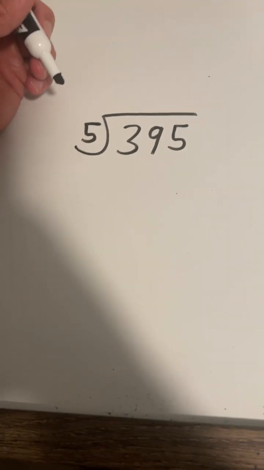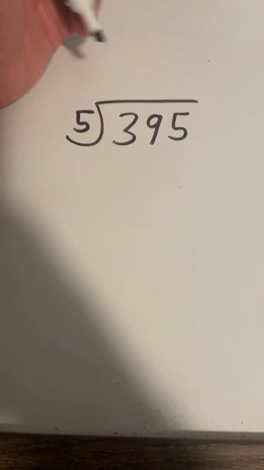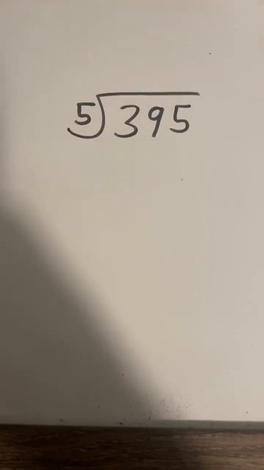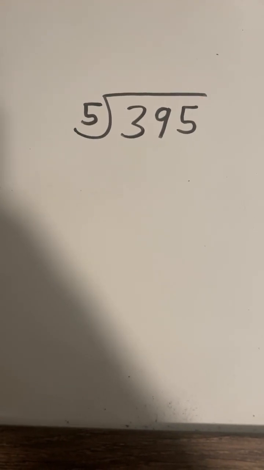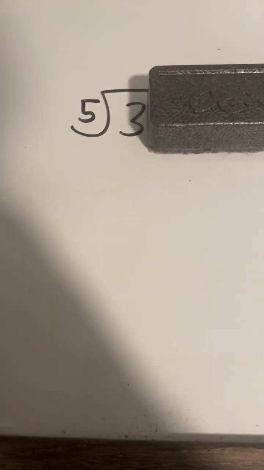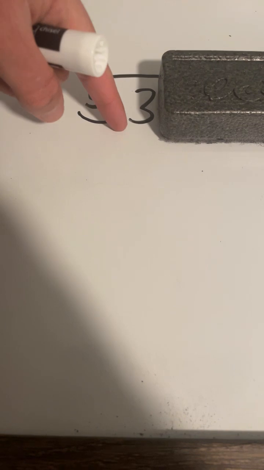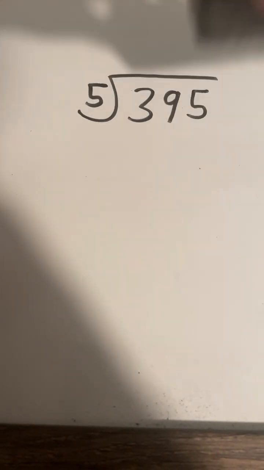I appreciate you. All right, 395 divided by 5. So step 1, we want to divide by the smallest number possible within the square. And the rule is that the number inside the square has to be bigger than the number outside the square. So I'm going to put the eraser over. So 3 is not bigger than 5. Since the number inside is not bigger than the number on the outside, we cannot do 3 divided by 5.